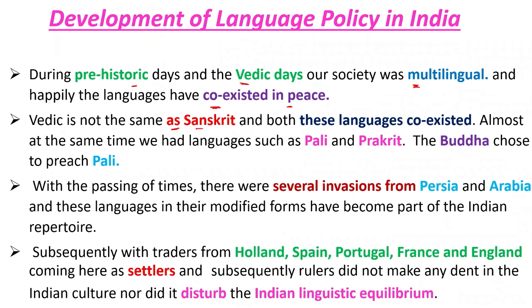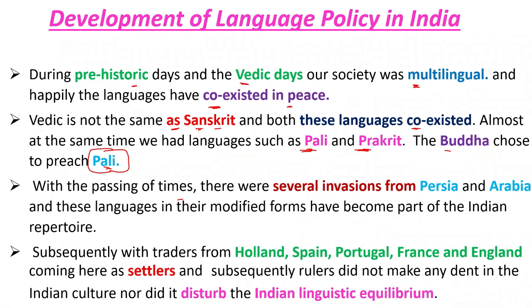Vedic is not the same as Sanskrit, and both these languages coexisted in the Vedic period as well as the Sanskrit period. Almost at the same time we had languages such as Pali and Prakrit. Yes, we have studied in history that people used the Pali and Prakrit languages. And coming to the Buddha's period, he chose Pali to preach to his disciples and followers, to spread Buddhism. So Sanskrit, Pali and Prakrit were all used at the same time in different places, but all these languages coexisted in peace.